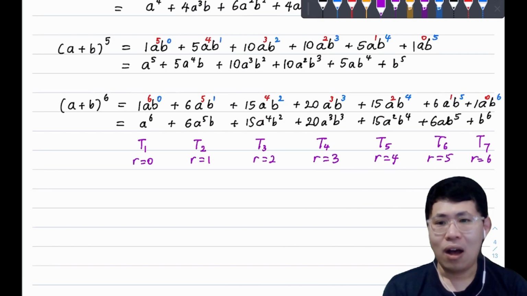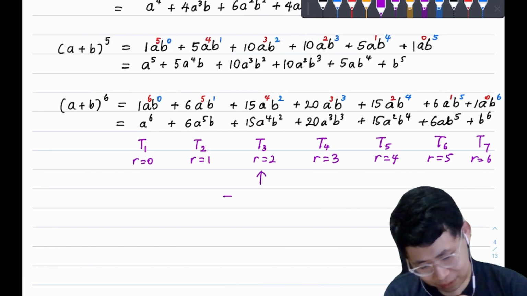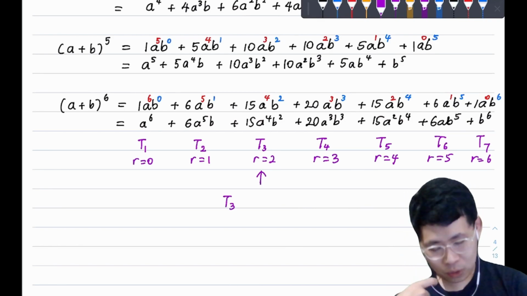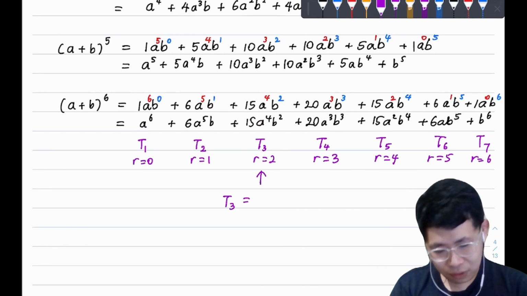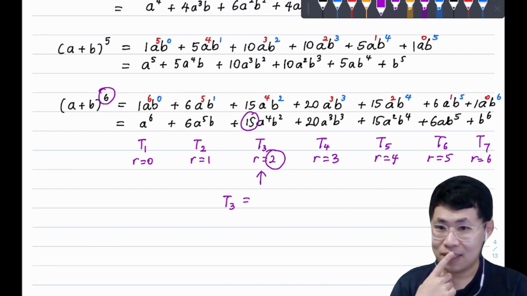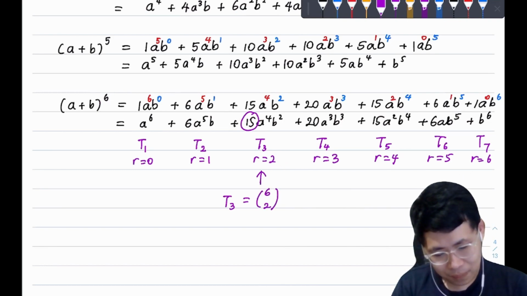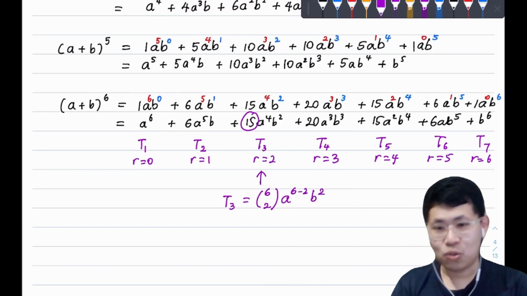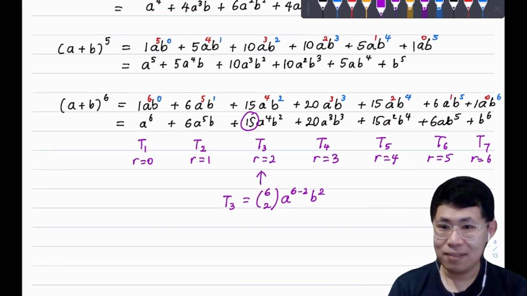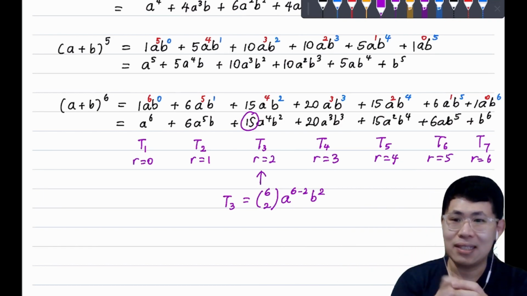Okay, so how do we get T3? T3 is actually 15. 15 is actually 6 choose 2. Do you see this? 6 choose 2. So actually this over here is 6 choose 2 of a to the power of 6 minus 2 times b squared, like this. Do you see the pattern over here? 6 minus 2 gives me 4, and the 2 over there. So the 4 and 2 add up to give me the 6.